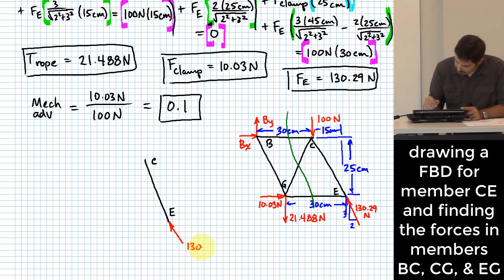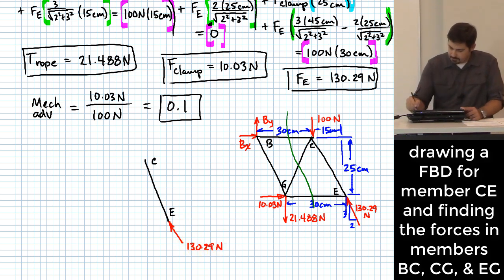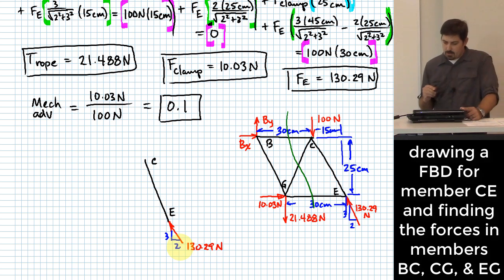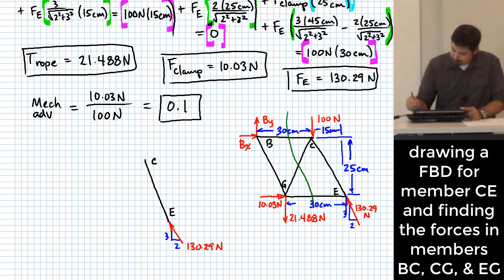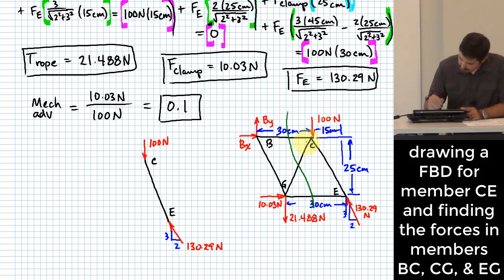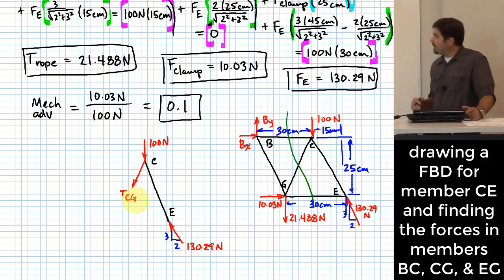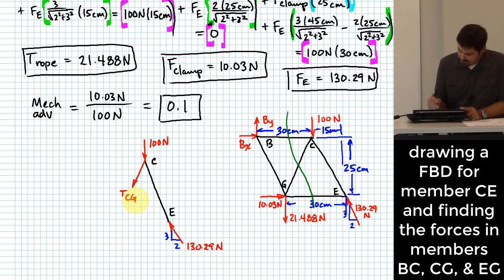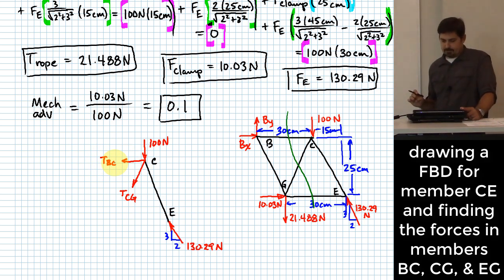FE of 130.29 newtons. Rise of 3, run of 2. Okay, what else? 100 newtons acting up there. What else? Okay, GC. So let me call that TGC. I don't know, maybe I'm overly picky. A lot of times I like to try to do alphabetical order. Okay, what else? Okay, TBC. And EG.